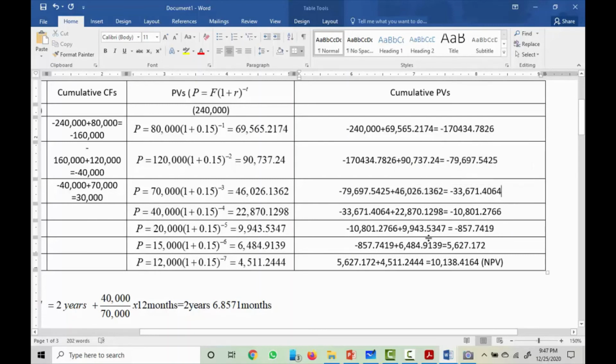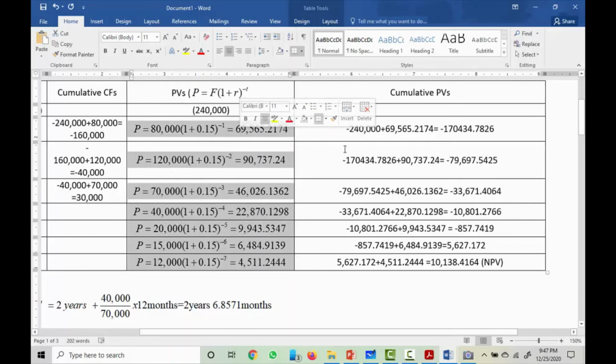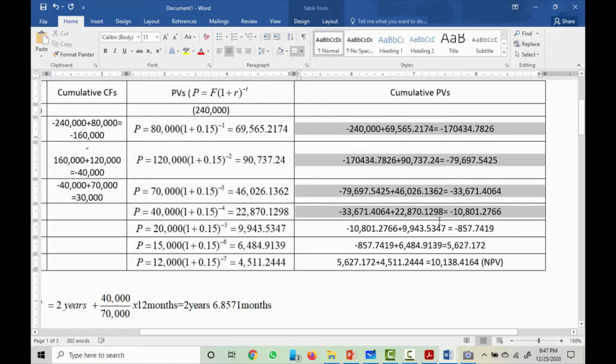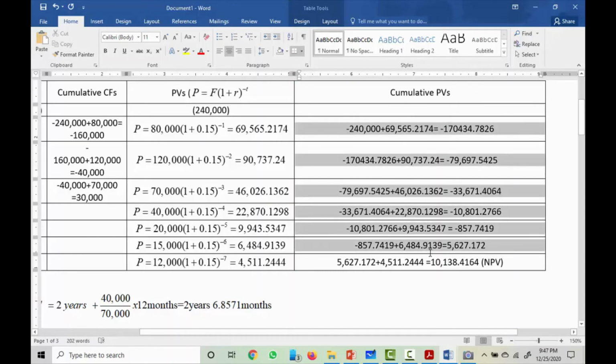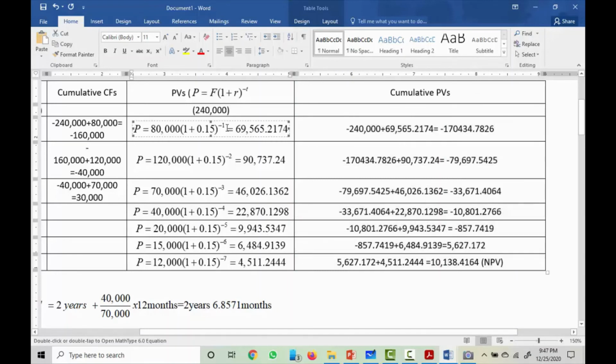So actually what we have done is, in this column we have added all these present values, and then we have already deducted the initial investment, minus 240,000. So this is the answer that we have got.